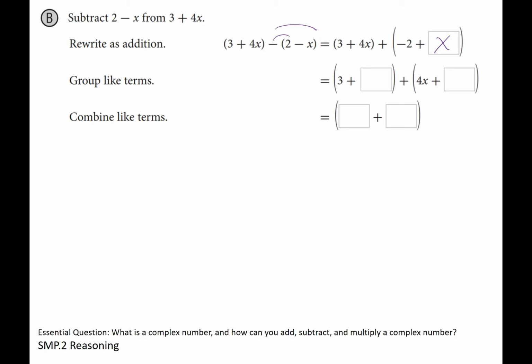And then we're going to regroup. So we're going to put these two together. So negative 2, and we're going to put these two together. We get x. And we're going to go ahead and combine our like terms just like we did in the last one. So 3 minus 2 is 1, and 4x plus x is 5x.